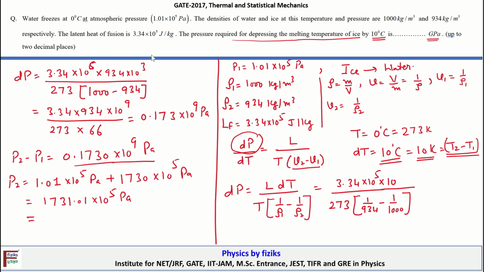Because the answer is asked in gigapascal, in gigapascal it's going to be equal to 0.1731 into 10 power 9 Pascal, or that is equal to 0.1731 gigapascal. So therefore this is our answer.